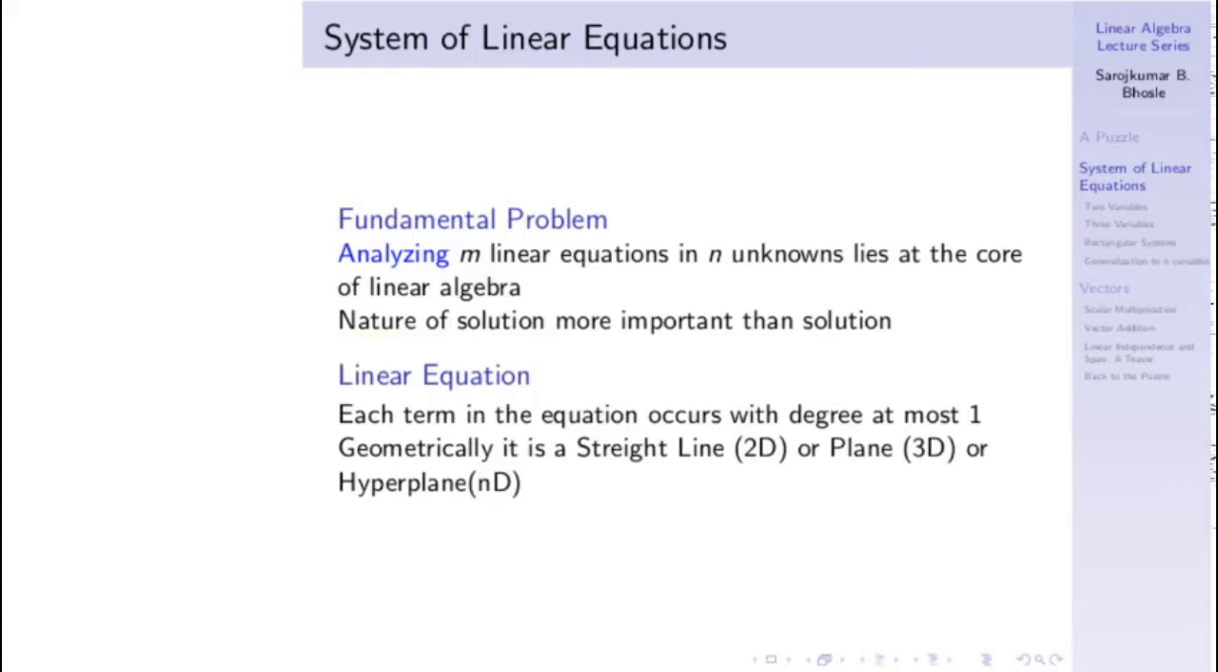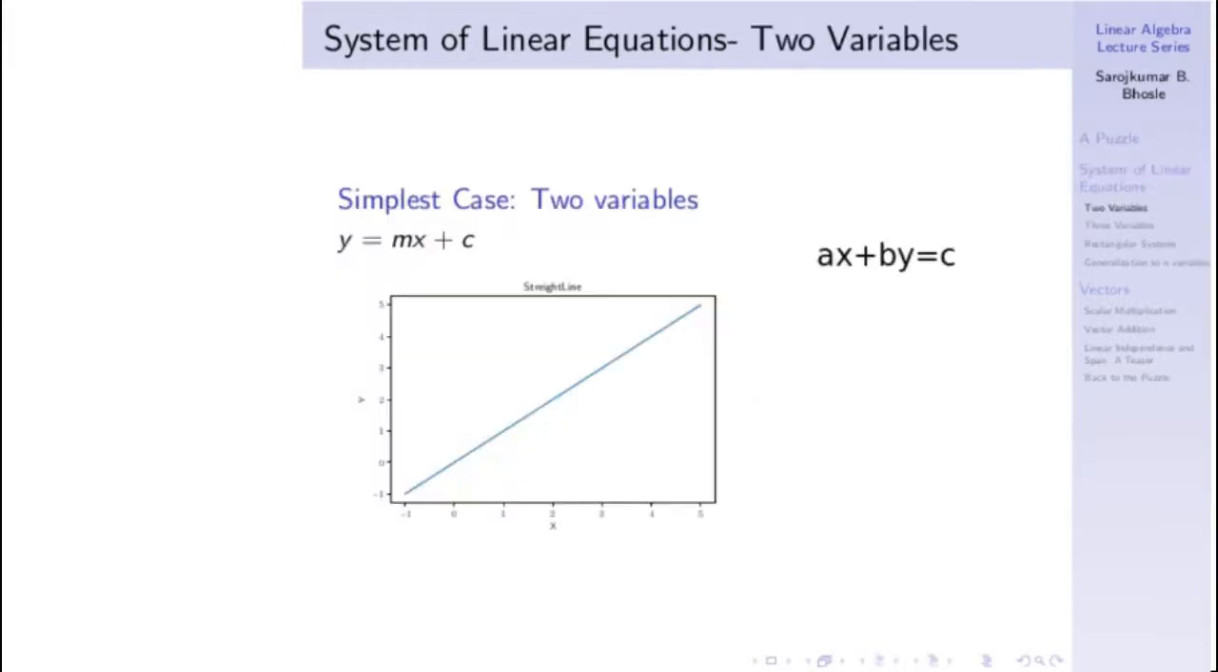Now linear equations are basically equations in which every term has degree at most 1. Geometrically, they represent a straight line in 2 dimensions, a plane in 3 dimensions, and in n dimensions they represent a hyperplane, which is an extension of the concept of a plane to n dimensions.